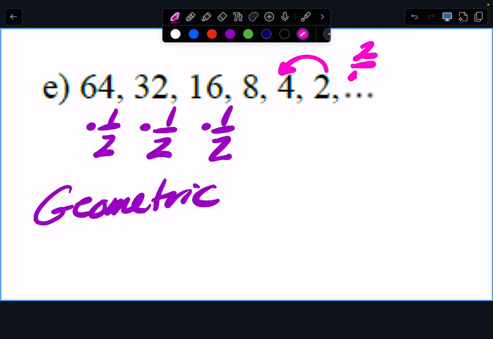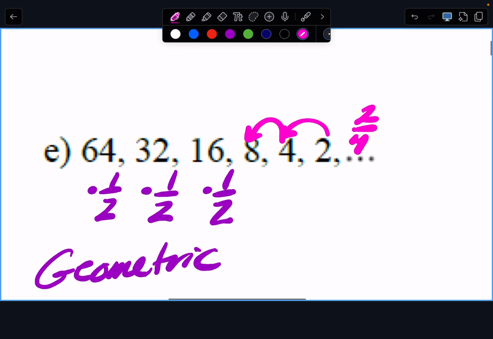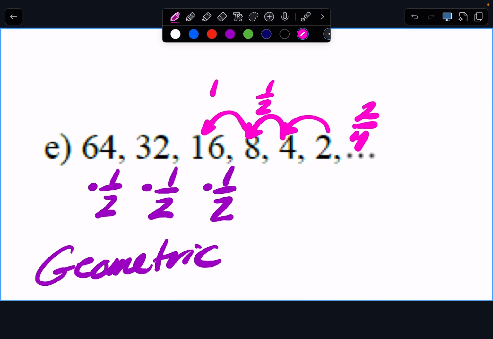So you'll do 2 divided by 4 is 1/2. 4 divided by 8 is a half. 8 divided by 16 is a half. So you divide backwards to figure out what you're multiplying forward.